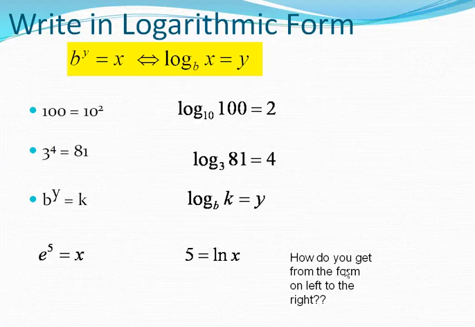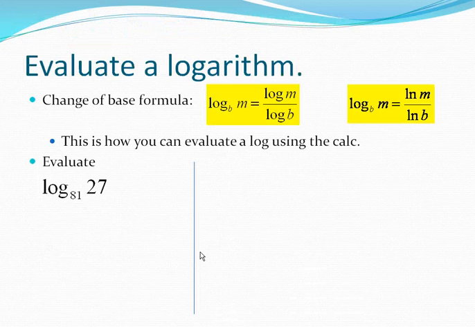Anyways, you've got to take a close look at how you get from here to here. Be ready to discuss. Alright, now evaluating a log. Okay, so what we can do here is we have this change of base formula. We can use logs, or we can use something called natural logs, like on the right in that yellow box. So this is where we can use the calculator to figure this out. So the log base 81 of 27 equals something. So 81 to some power will give us our 27. So we have to figure out what that is.